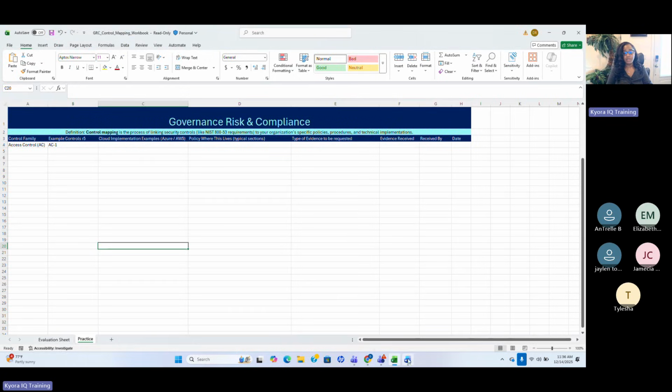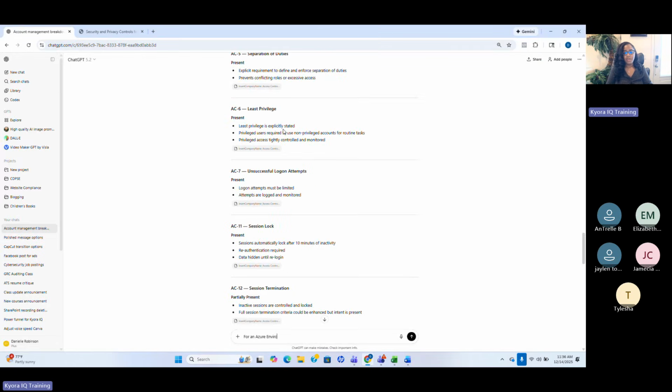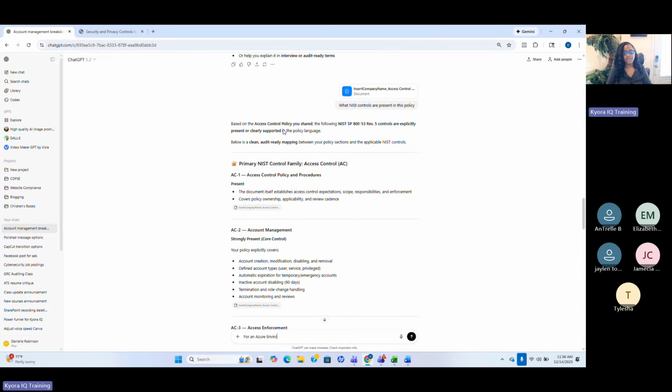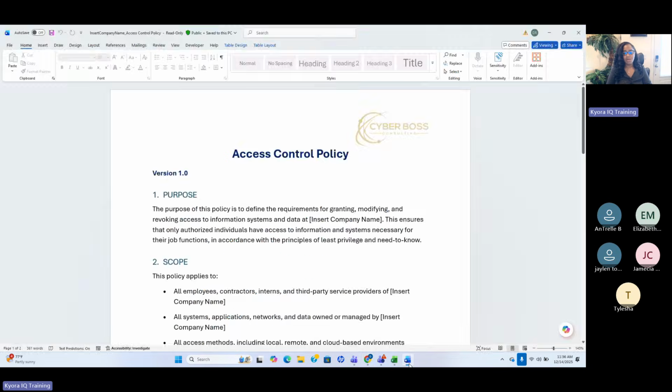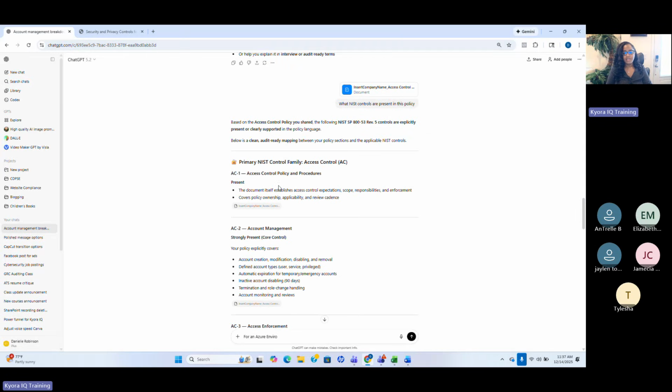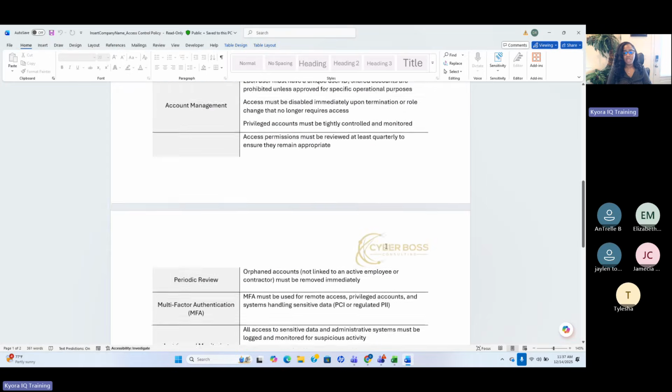Actually, I'm sorry, let's go back to reading what the control actually states before I move on. Okay, so AC1, getting ahead of myself. AC1 is access control policies and procedures. So this is actually what we have, right? The policy is actually implemented. It says the document itself establishes access control expectations, scope, responsibilities, and enforcement, covers policy ownership, applicability, and review cadence, right? So this is everything that your policy has.